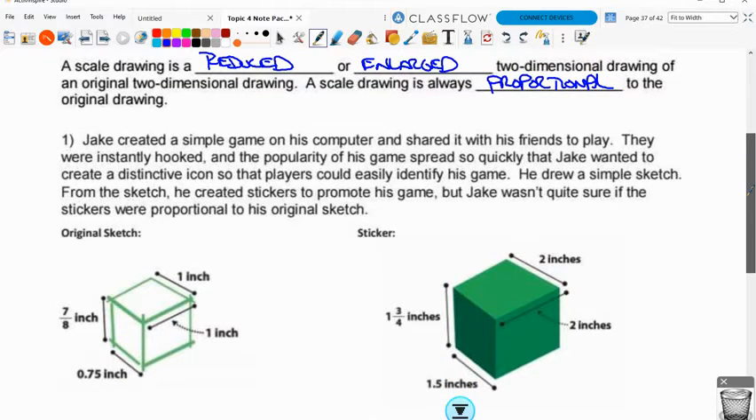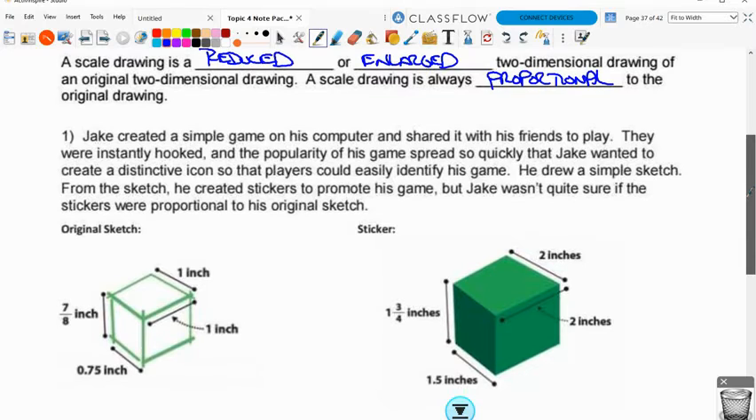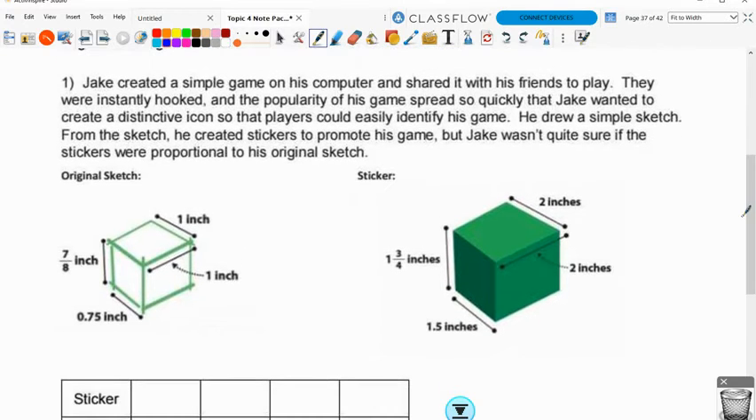And so in our first example, we're told that Jake created a simple game on his computer and shared it with his friends to play. They were instantly hooked, and the popularity of his game spread so quickly that Jake wanted to create a distinctive icon so that players could easily identify his game. He drew a simple sketch, and we see right here, that's the original sketch right there. From that original sketch, he was able to create a sticker to promote his game. And here is the sticker. This is what the sticker looked like.